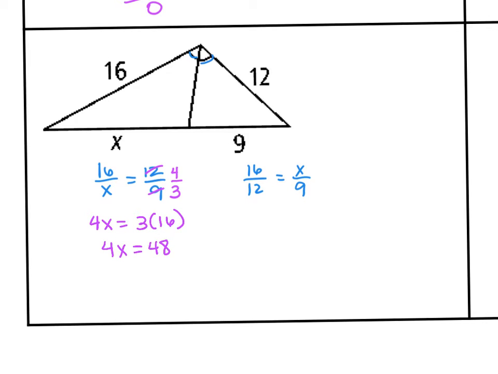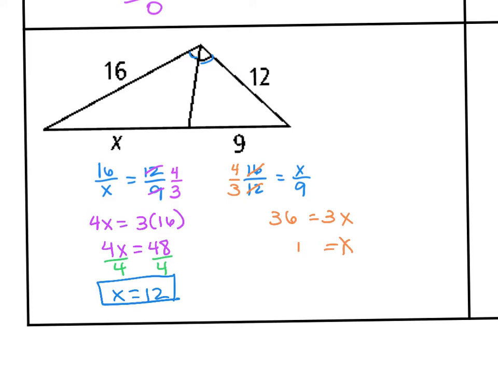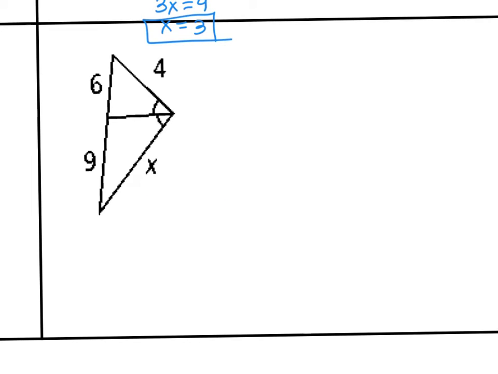That's 48. Divide both sides by 4. The answer's 12. Good. Thank you, Musa. This one you could have done by 4, so that would have been 4 and 3. 36 equals 3x, and x equals 12. Same answer either way. All right, you set up. Shh. Go ahead, Musa, set it up.